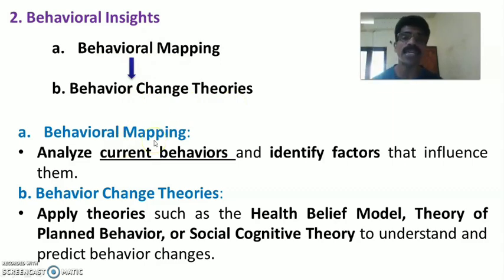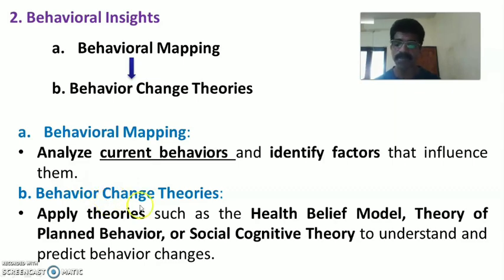The first one is behavioral mapping. That is, analyze the current or present behaviors and identify the various factors that influence the behavior of that subgroup or the individual, family and community. Analyze or find out the present behaviors of the people and at the same time identify the many factors and variables which influence their current behaviors. First understand the subgroups by identifying their present behaviors, attitudes and actions in relation to health, environment and social issues.